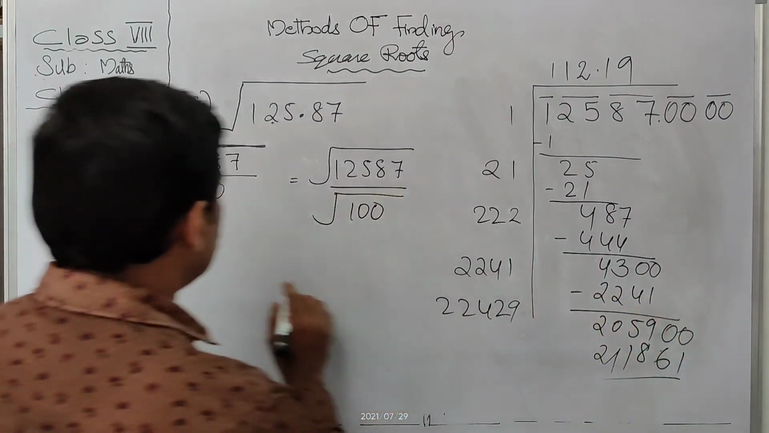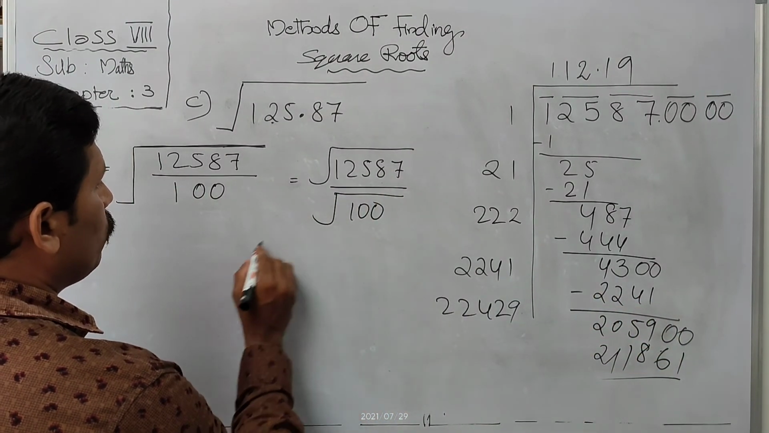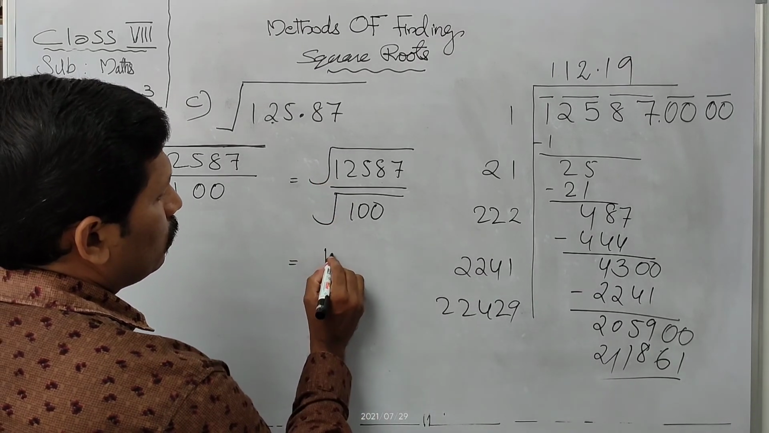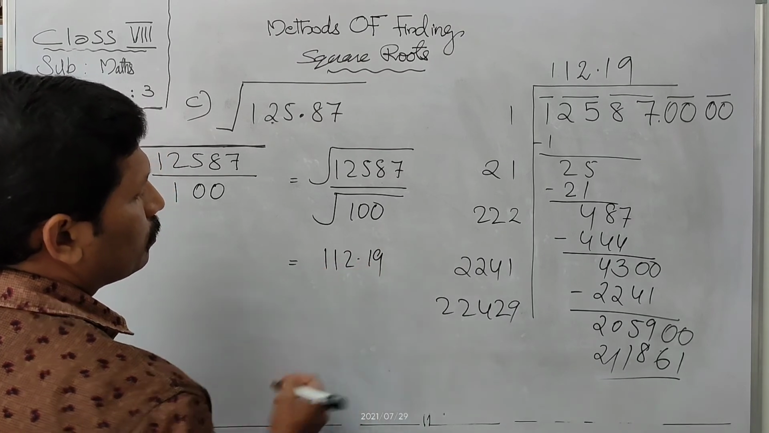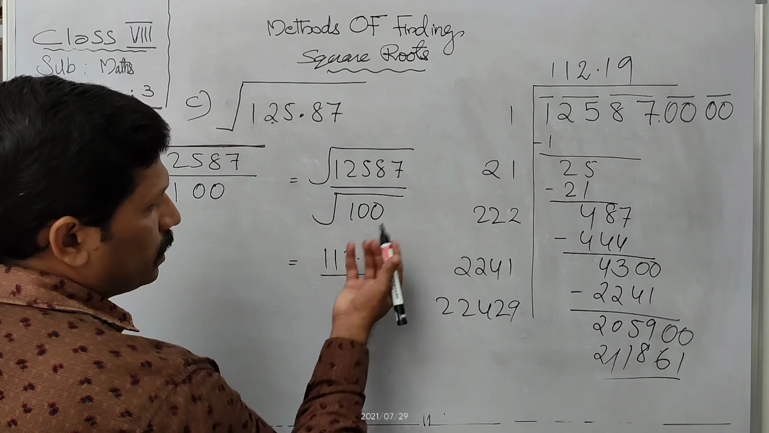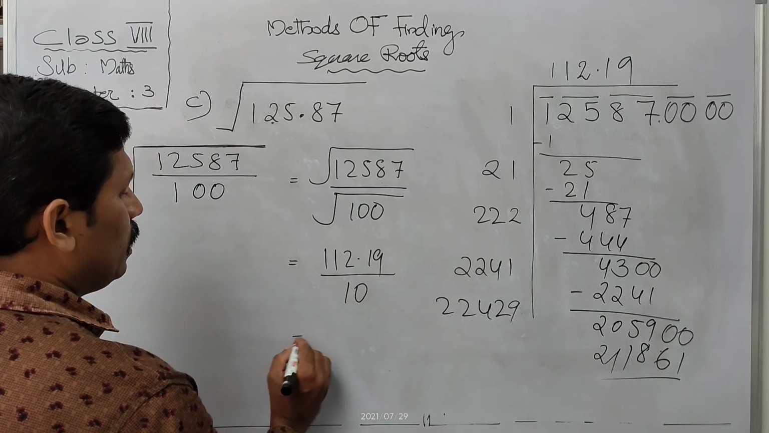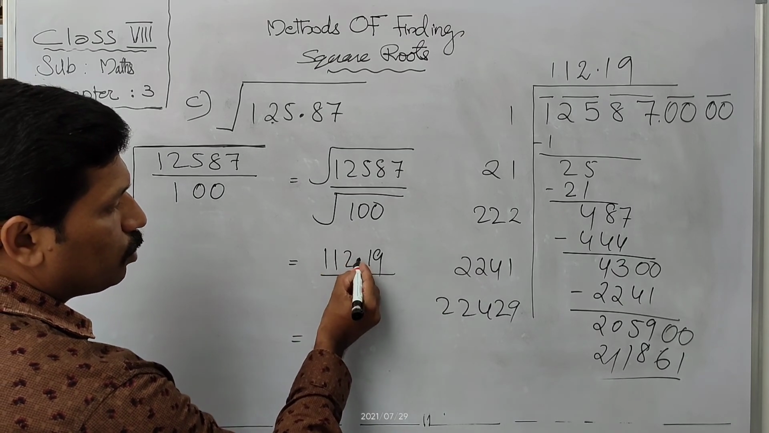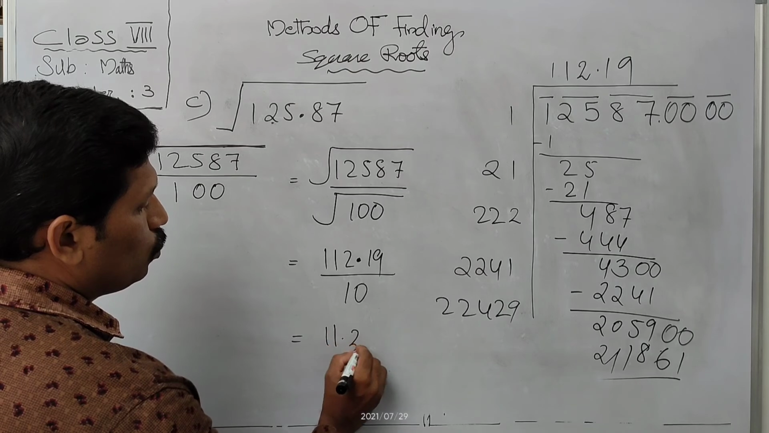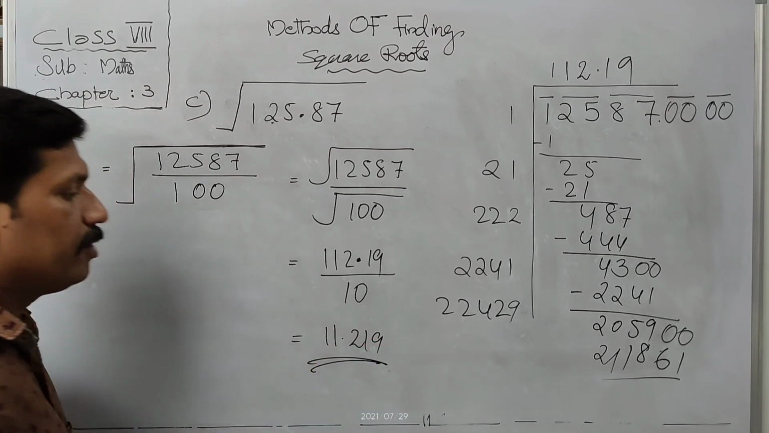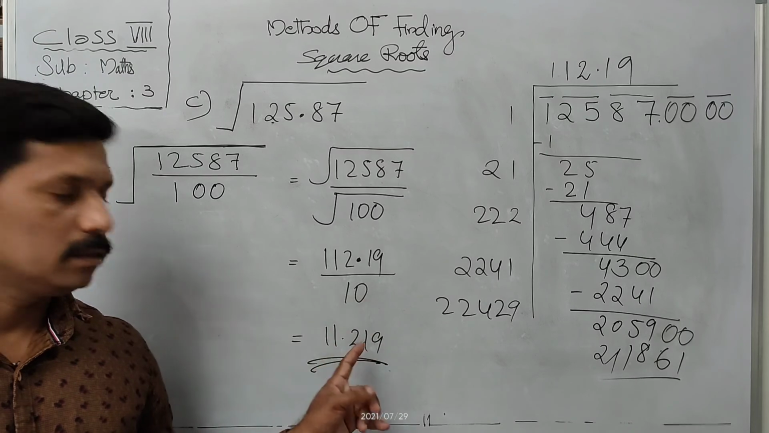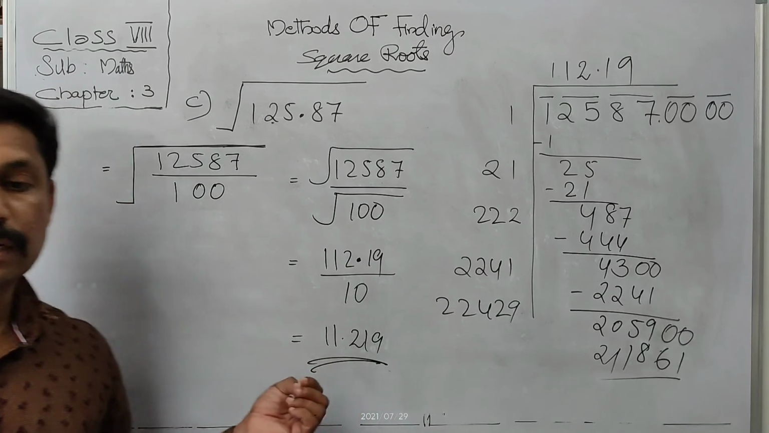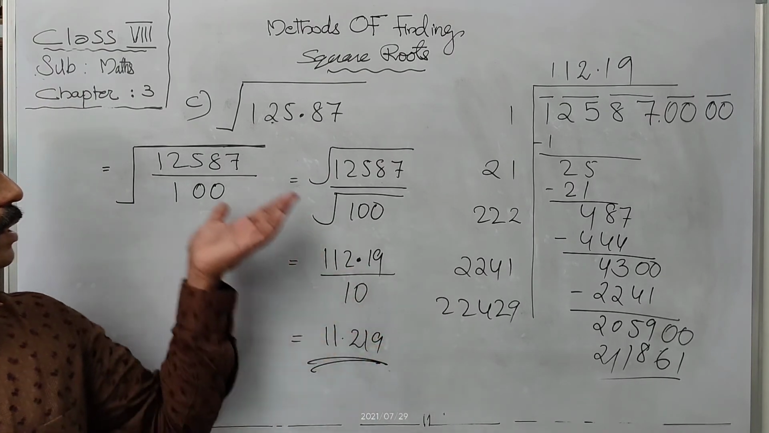So we stop here and write the value of the root of this number, that is 112.19. And downside, the root of 100 that we can take directly is 10. Now we divide this. In order to divide a number by 10, what do we do? We shift the decimal 1 digit to the left. So it will be 11.219. 11.219 we can also write as 11.22. So 11.219 is the answer, the root of this decimal number.